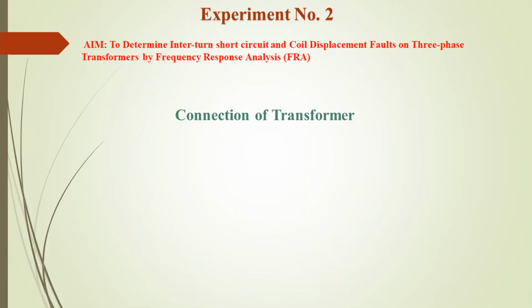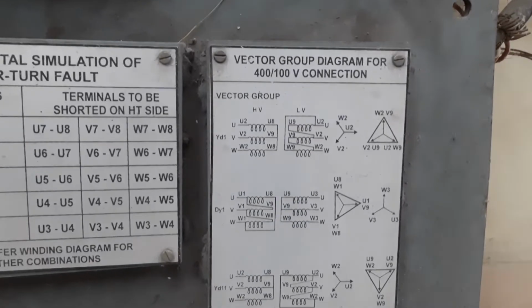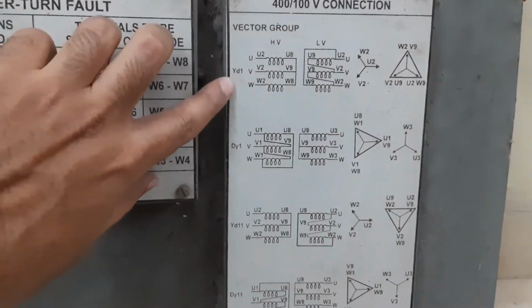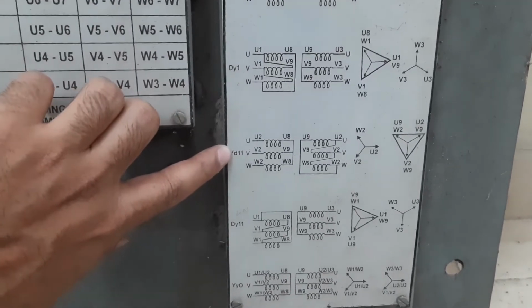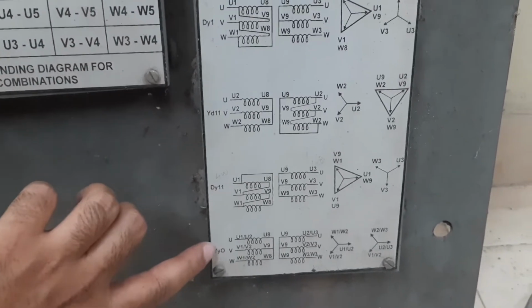Now we'll see the connection of the transformer, in which fashion this transformer is connected. On the nameplate you can see the connection for the different vector groups, that is YD1, DY1, YD11, DY11 and YY0, that is star star.